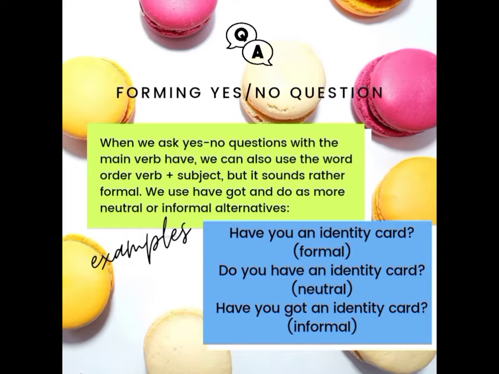When we ask yes no question with the main verb have, we can also use the word order verb plus subject, but it sounds rather formal. We use have got and do as more natural or informal alternatives.